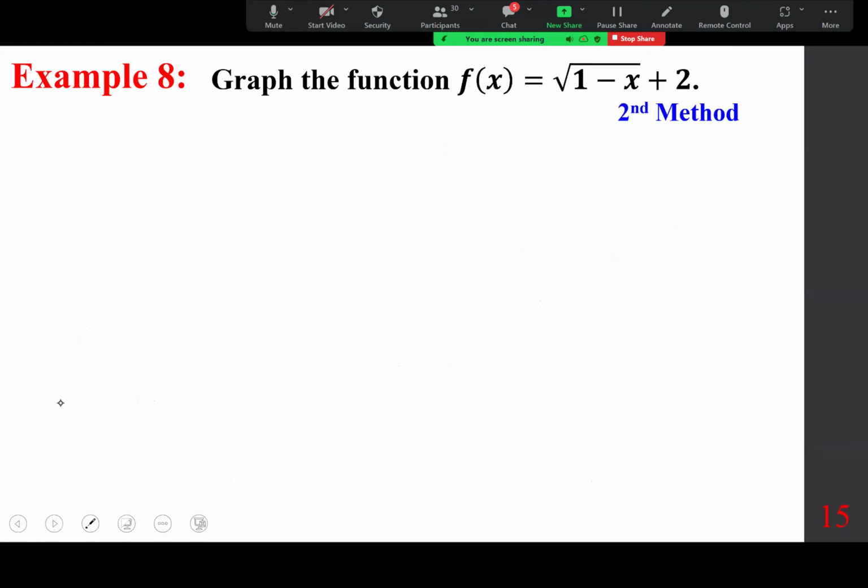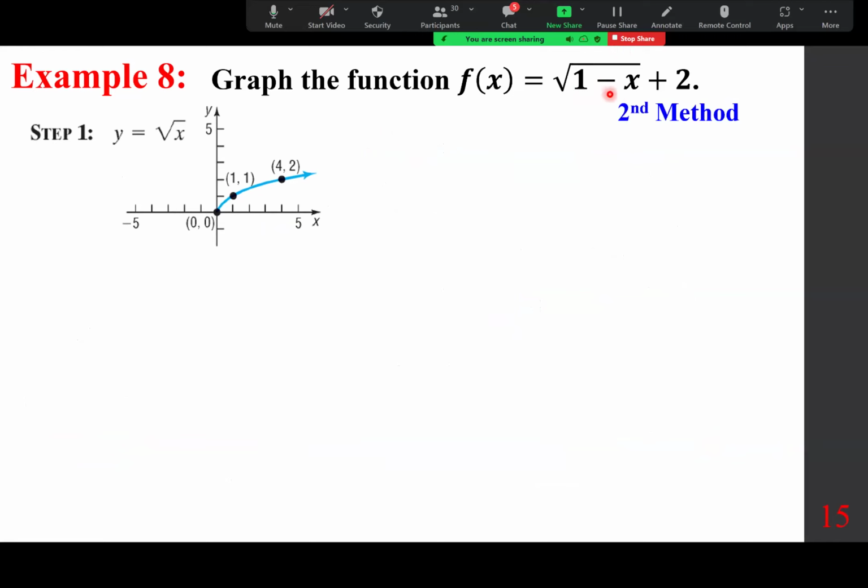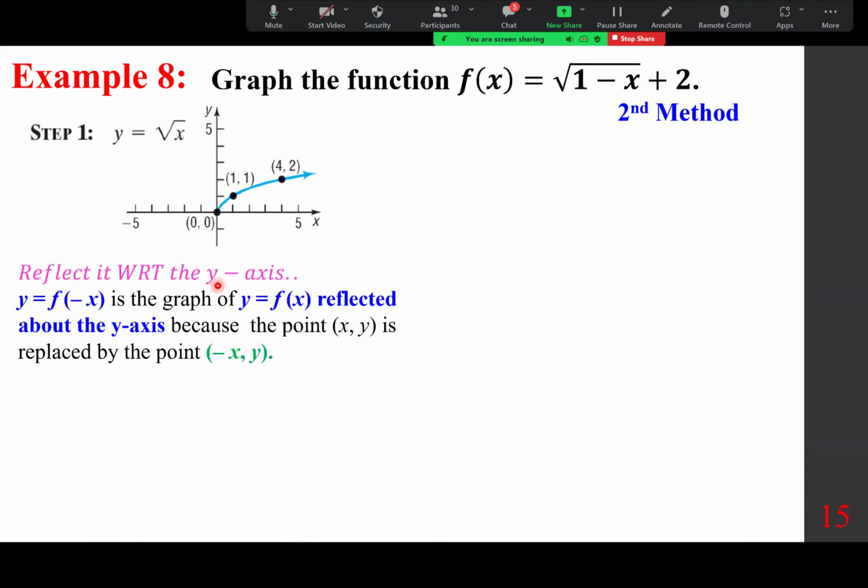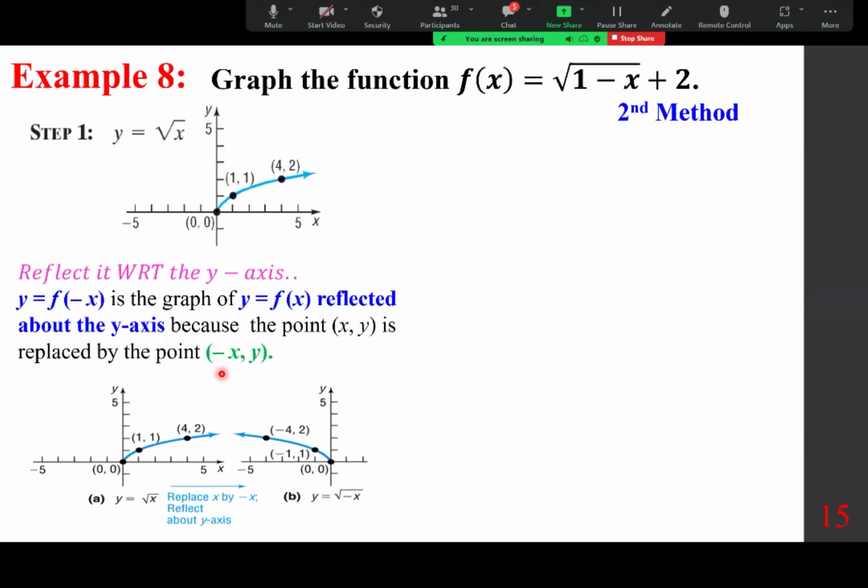Here's the second method, because some people may find the second method easier. Again, we start with the basic one, y equals square root of x. Now I just follow this. I see minus x. I'm going to get minus x first, which means reflection with respect to the y-axis. So reflected with respect to the y-axis, y equals f of minus x is the graph of y equals f of x, reflected about the y-axis because the point x comma y is replaced by the point minus x comma y.